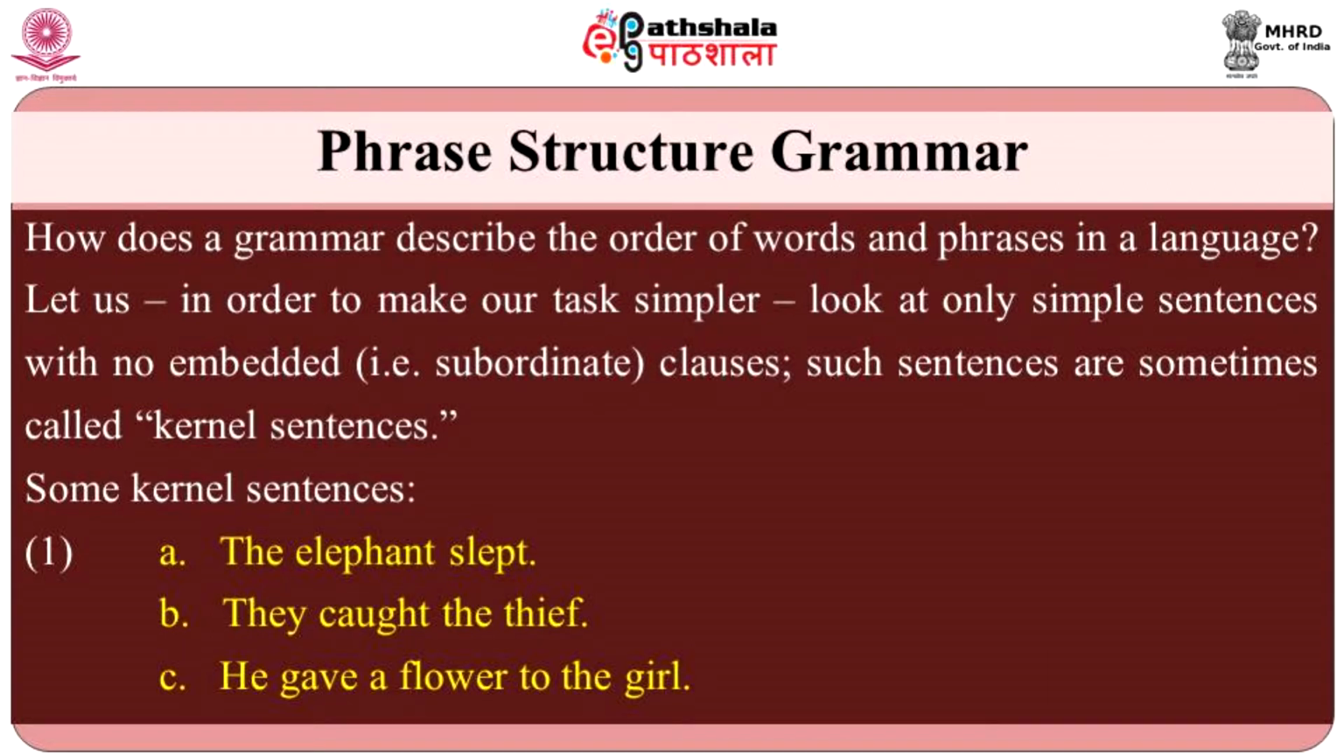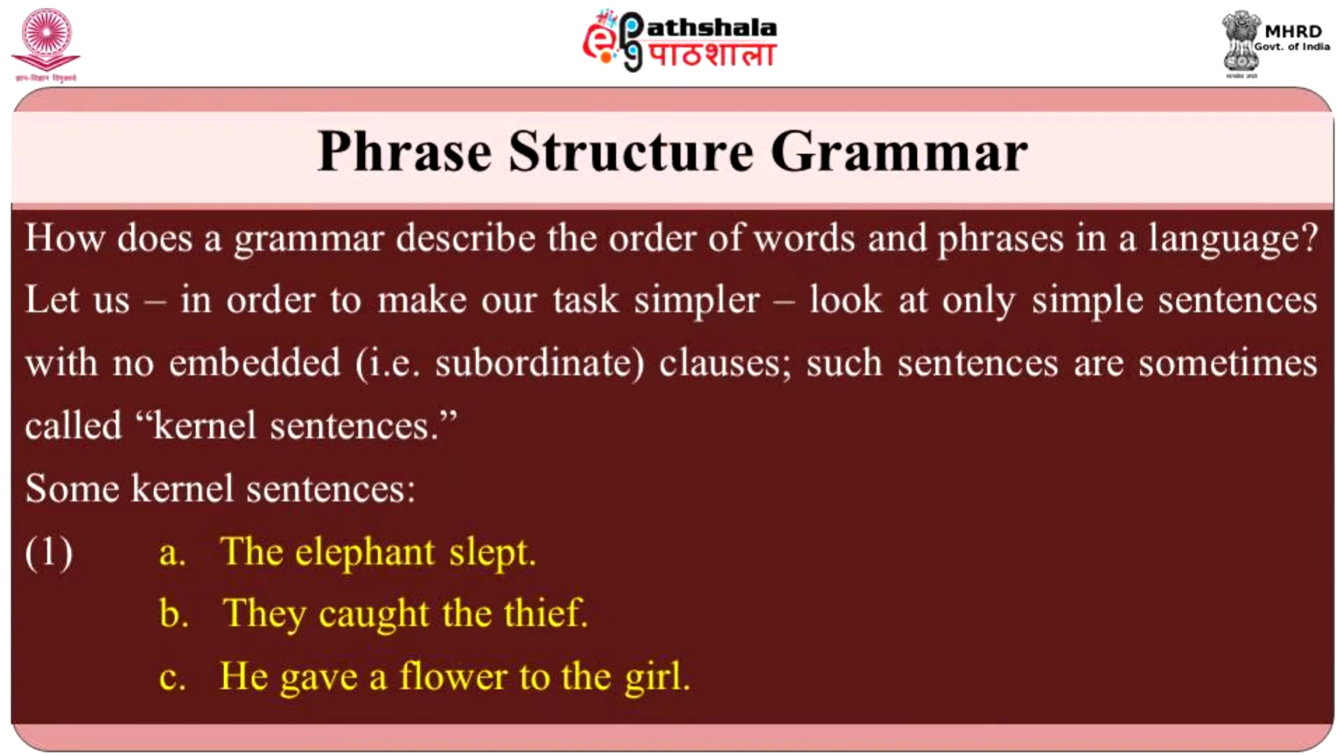A sentence is traditionally divided into a subject and a predicate. The subject is a noun phrase and the predicate is a verb phrase. You see how it is written on the screen. The verb phrase can have just a verb, as in the sentence, the elephant slept. It can have a verb and a direct object, as in they caught the thief. It can have a verb, a direct object, and an indirect object, which in English is typically a prepositional phrase, as in he gave a flower to the girl.